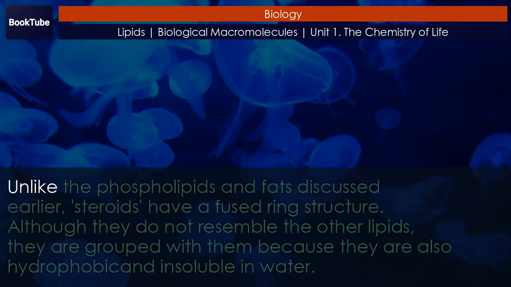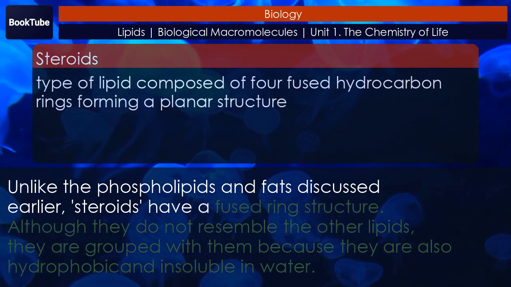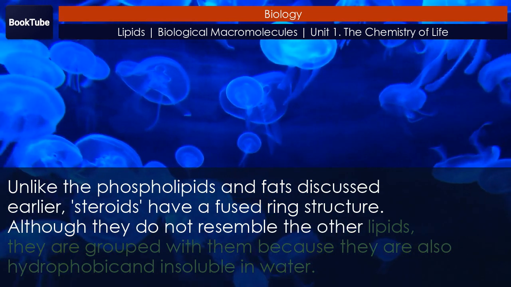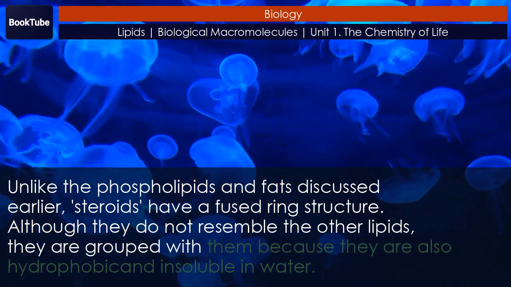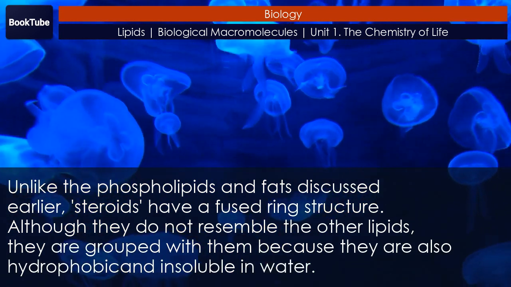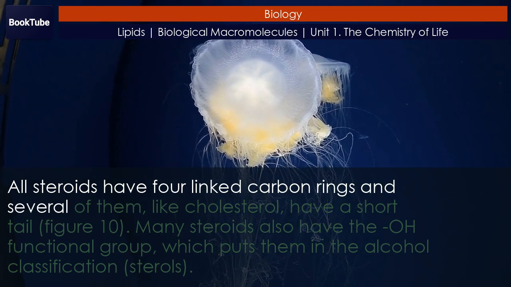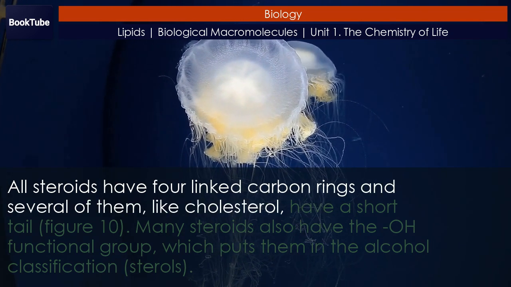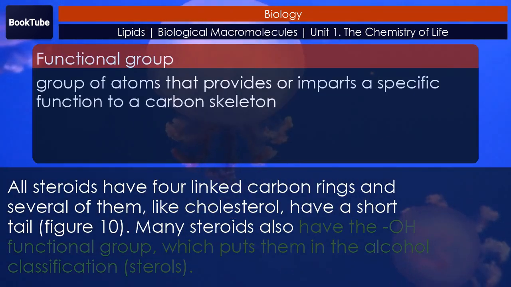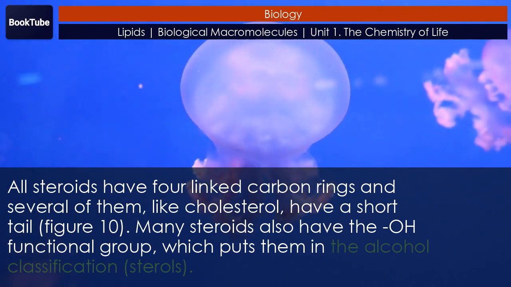Steroids. Unlike the phospholipids and fats discussed earlier, steroids have a fused ring structure. Although they do not resemble the other lipids, they are grouped with them because they are also hydrophobic and insoluble in water. All steroids have 4 linked carbon rings, and several of them, like cholesterol, have a short tail. Figure 10. Many steroids also have the OH functional group, which puts them in the alcohol classification.